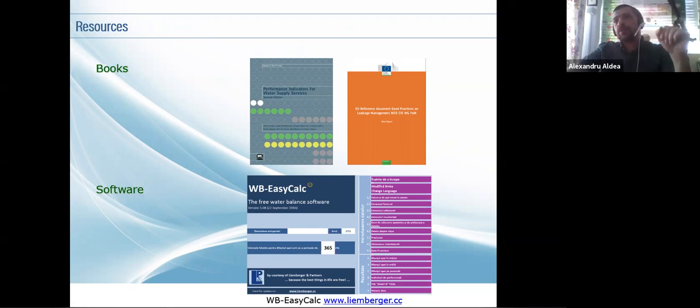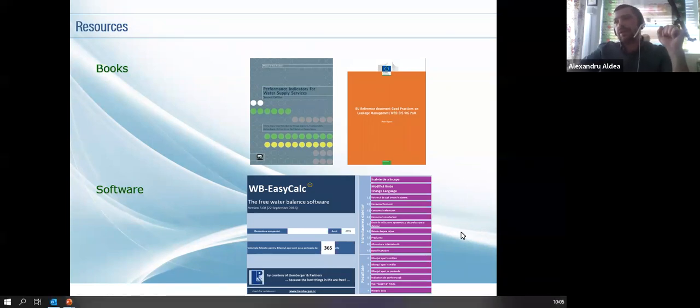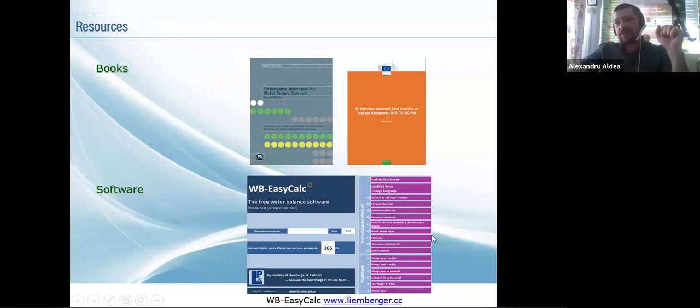As software, I will do a little example using the Water Balance EasyCalc. It's a program that is also free. It's made by Roland Limberg, and it's available at his website. It's an Excel spreadsheet, and it's available in several languages. If you don't find your language here, no problem. You can add your translations, send them to Roland, and you will then have the software in your language too.